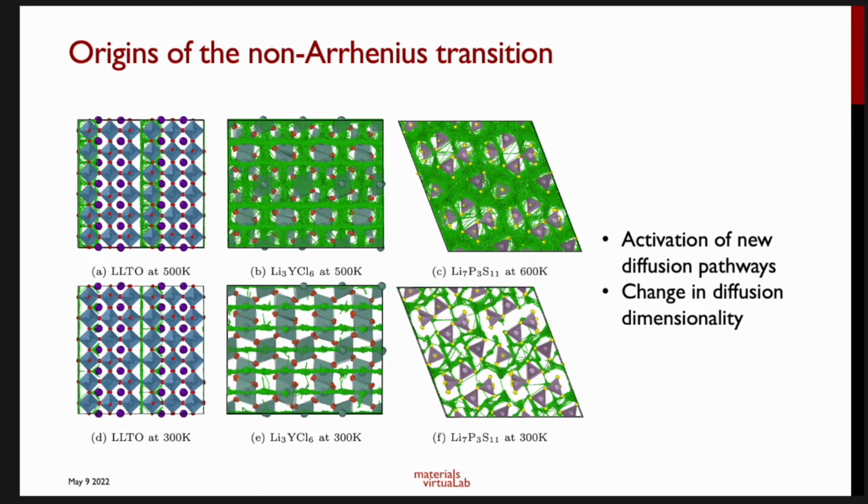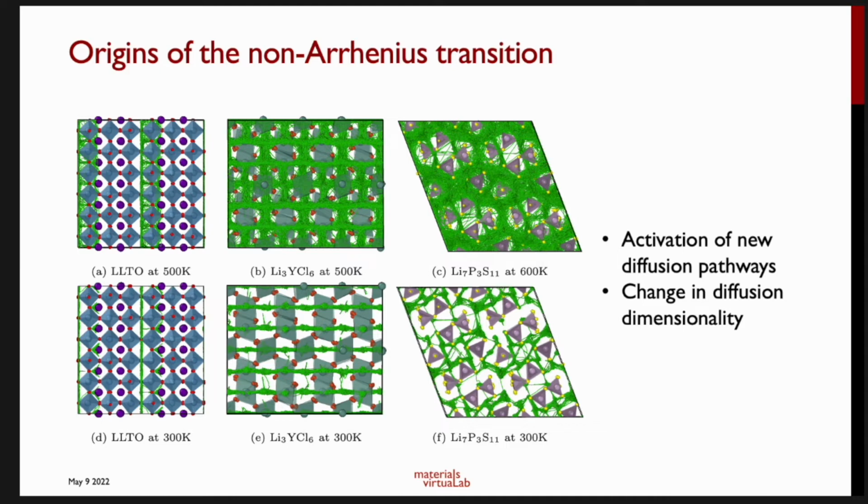Now, because we are doing computations, we can actually look at the origins of this non-Arrhenius transition. We basically plot the lithium trajectories above and below the transition temperature. And what we found was that in almost all the cases, there's an activation of new diffusion pathways, right? So at the high temperature regime, you have diffusion pathways that were not available at the lower temperature regime, and that is why the high temperature regime has a lower activation barrier overall. And in some cases, that actually changes the dimensionality of your diffusion, right?